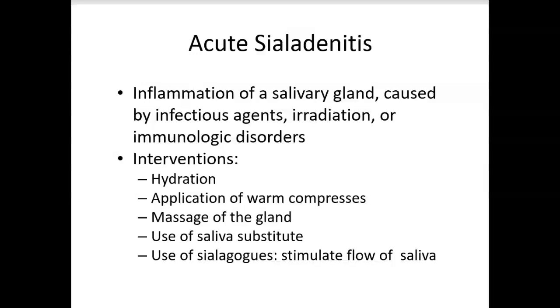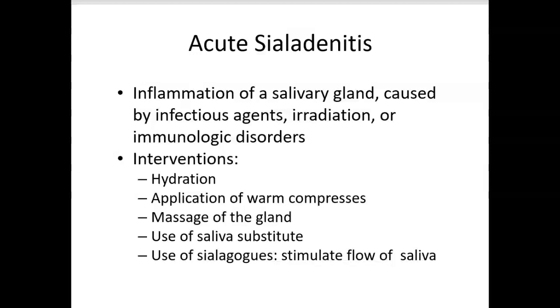Immunologic disorders such as HIV infection can cause enlargement of the parotid gland that results from secondary infection. Sjogren's syndrome, an autoimmune disorder, is characterized by chronic salivary gland enlargement and inflammation that causes very dry mouth.